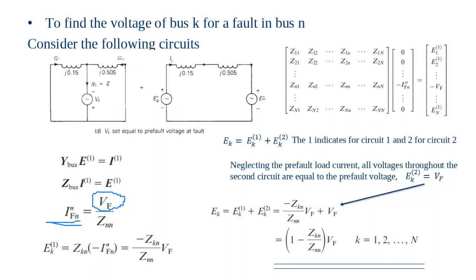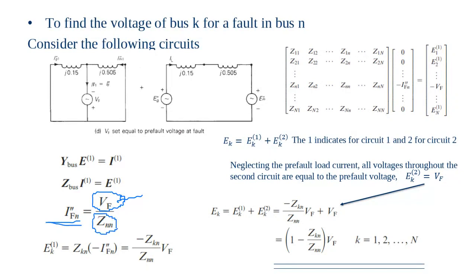So we use the pre-fault voltage at the bus. If you run load flow at the beginning and you determine the voltage at the bus, we call these VF. Okay, the pre-fault voltage. So VF means the pre-fault voltage. Just before the fault, the voltage at the bus may be 1 per unit or 1.05 per unit. That's what we use, and over ZNN.